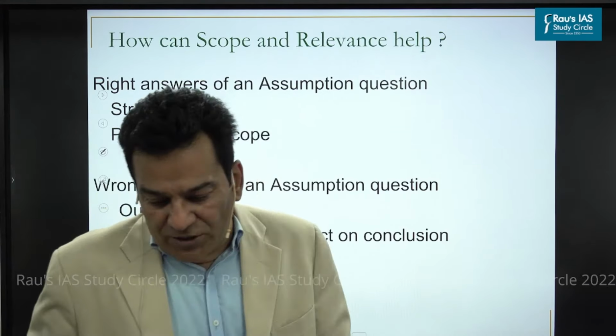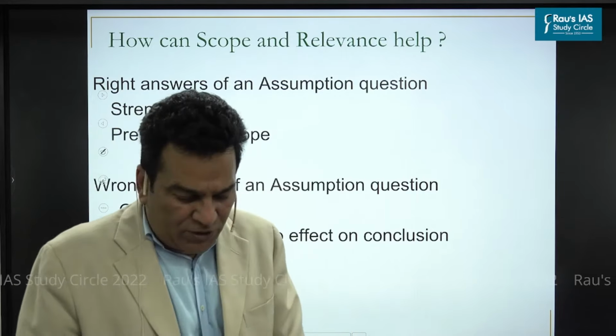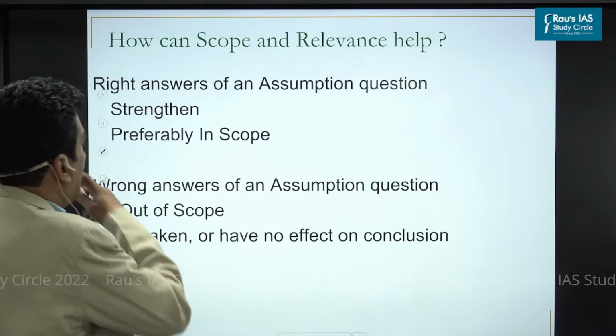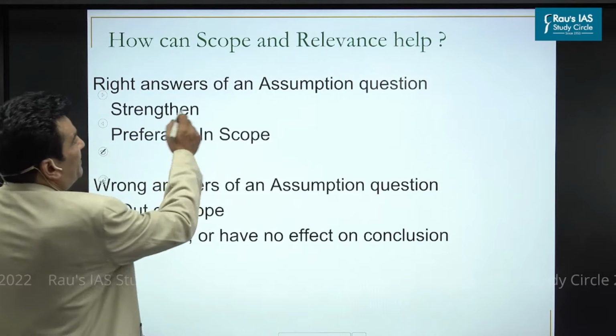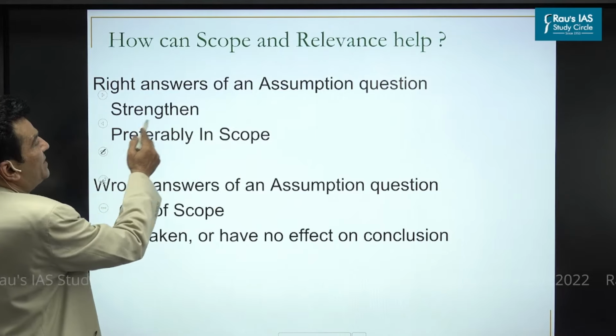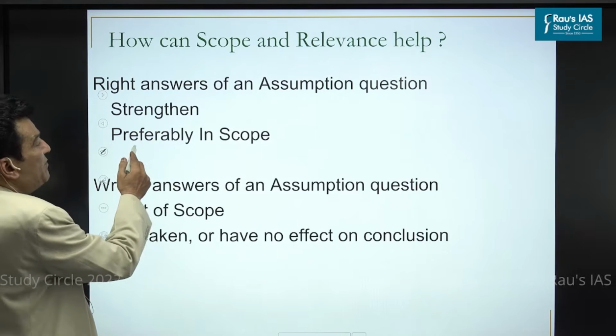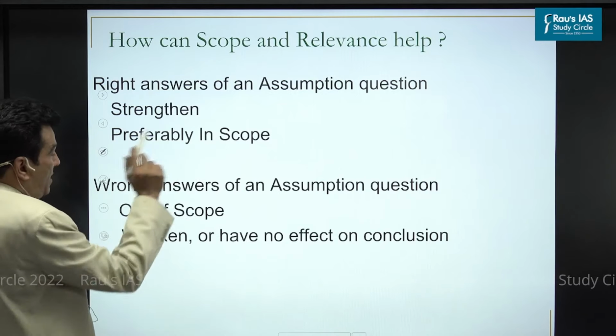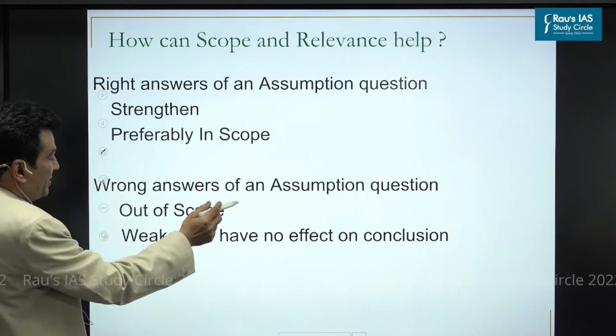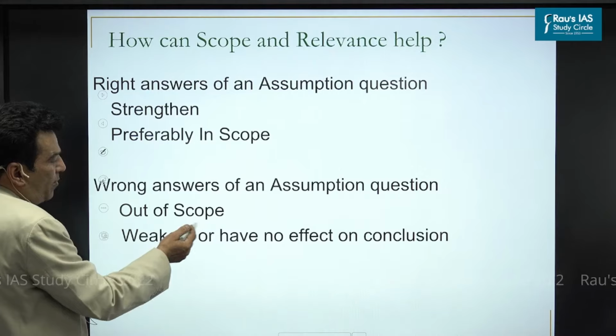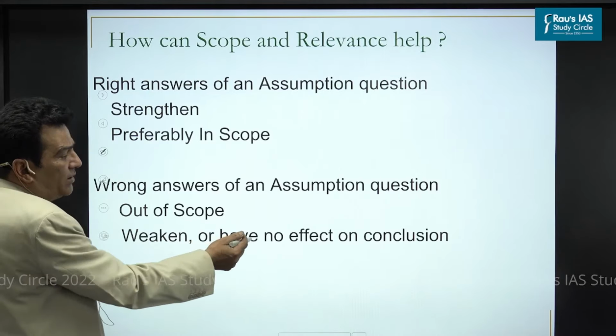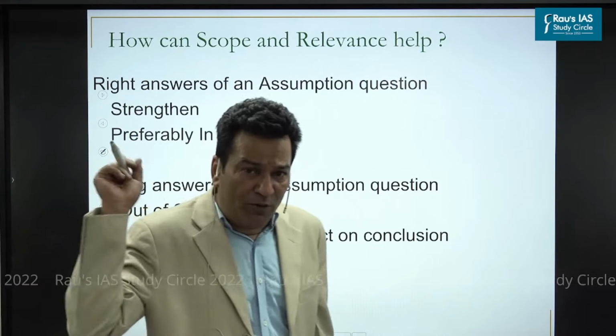When we are doing questions on assumptions, now we are moving towards how to choose an answer. Always remember, in case of an assumption question, the right answer will always strengthen the conclusion and it will preferably be in scope. Wrong answers of an assumption question will either be out of scope or else they will weaken the conclusion or they will have no effect upon the conclusion. Take a quick photograph, move on ahead.